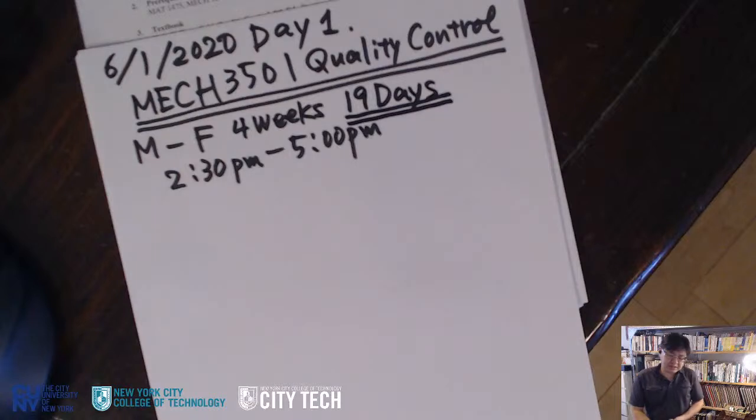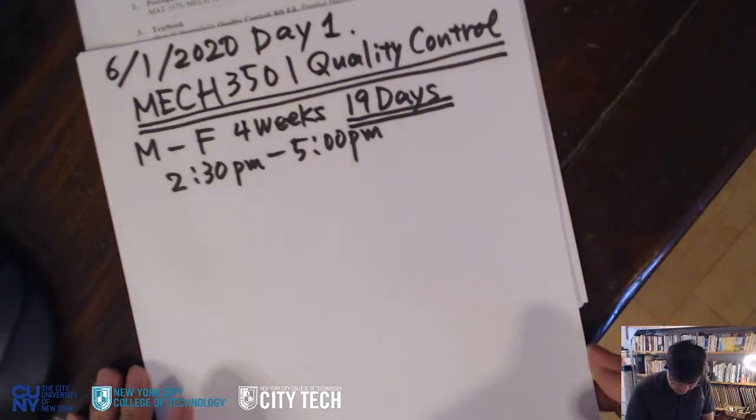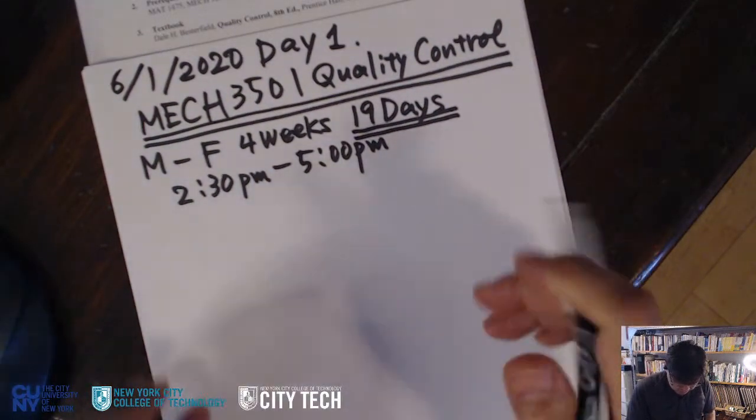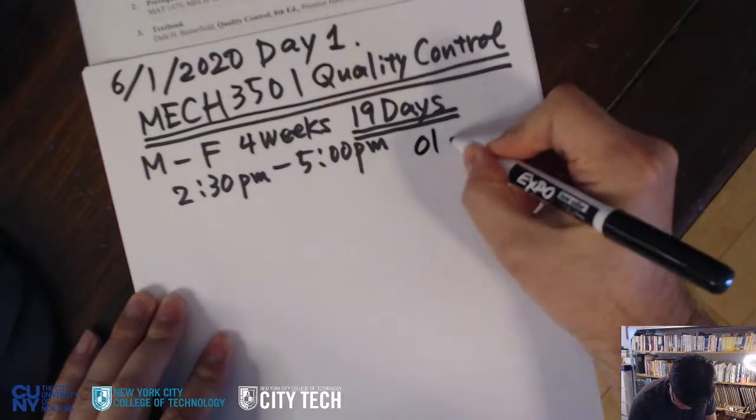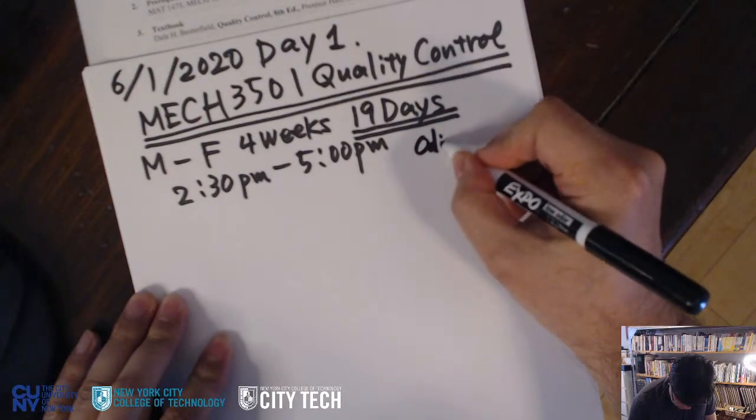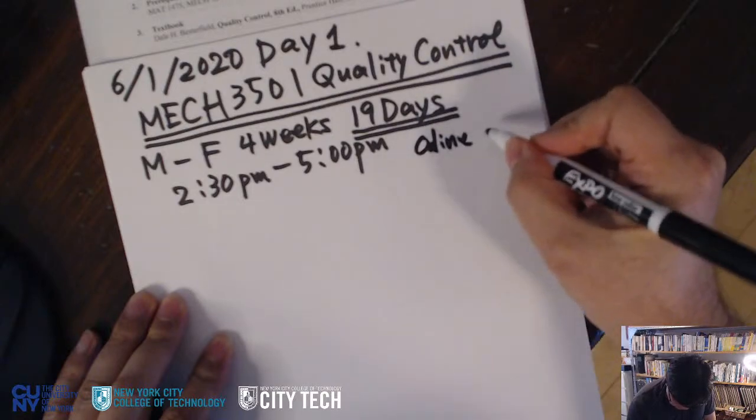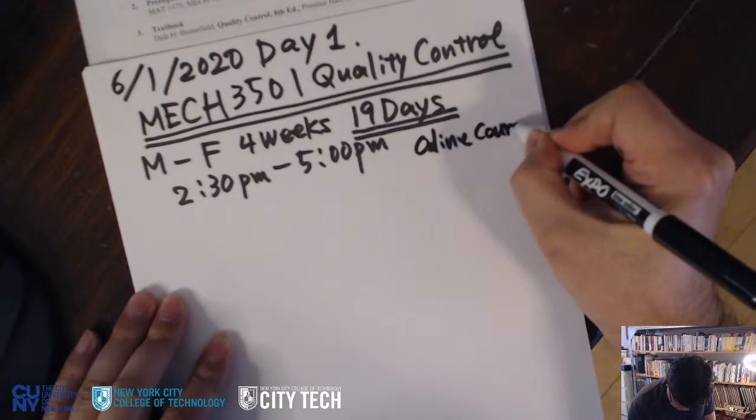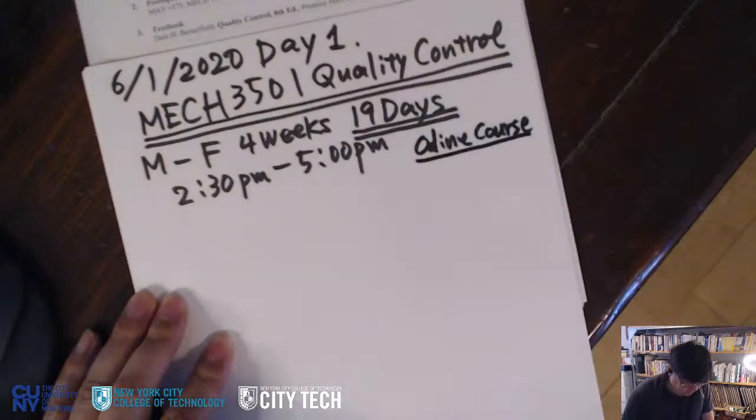So the schedule is a little bit different from the regular coursework because this is a summer one. So we have 19 days, which is 4 weeks, Monday through Friday, from 2:30 to 5 p.m. Okay, so this is our schedule, and of course this is an online course.